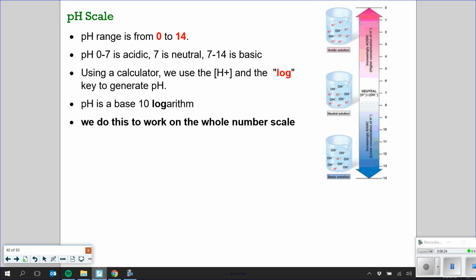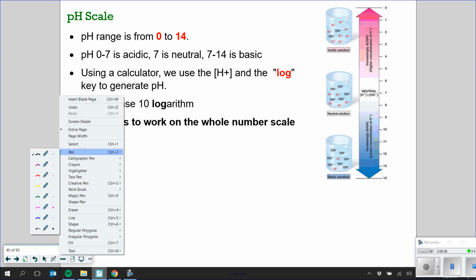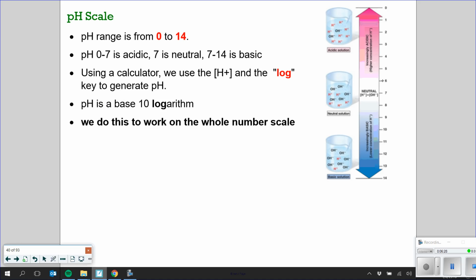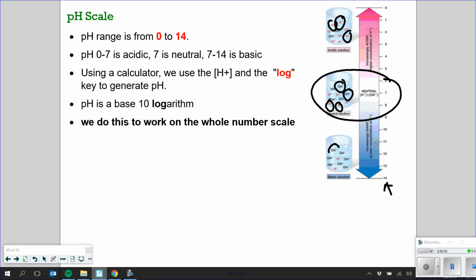If you look over here on the right, we do have a depiction drawing that shows you how this all works. So if we've got neutral and a pH of about 7 here, we've got equal concentrations of hydroxide ions and hydrogen plus ions. In an acidic solution, when the pH is less than 7, you'll notice that we've got more hydrogen ions in solution. And then if it's basic, down here towards 14, you'll notice that my solution has more hydroxide ions than hydrogen plus ions.